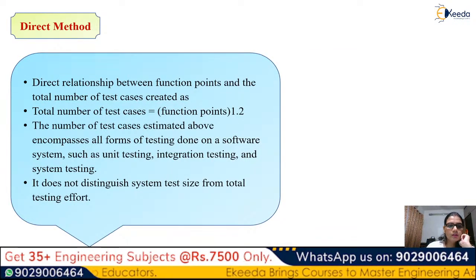So the direct method is about function points: the total number of test cases is equal to function points multiplied by 1.2. The number of test cases estimated above encompasses all kinds of testing done on a software system. That means all types of testing, like the testing techniques we have studied. So we begin with unit testing.